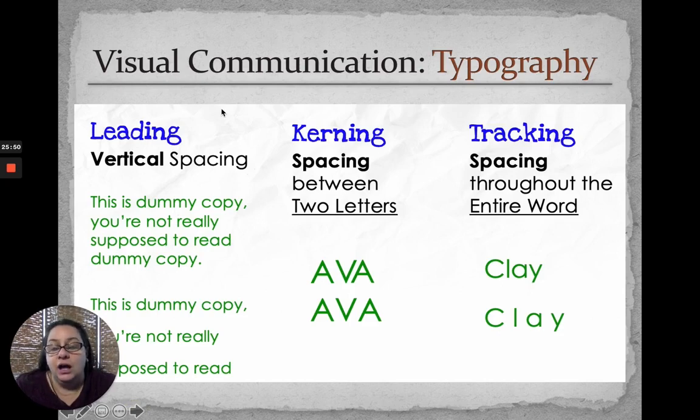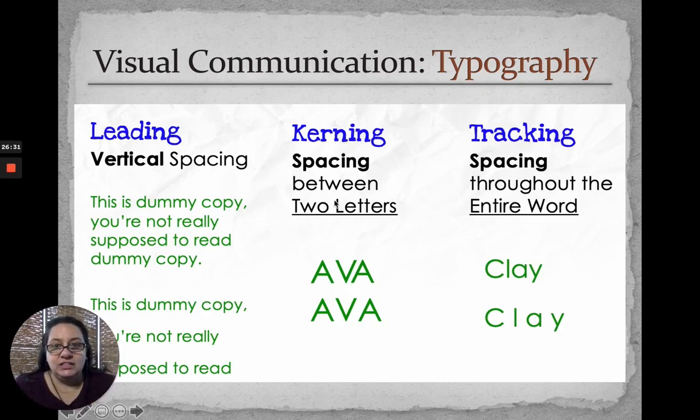Okay, so moving on, I wanted to quickly talk about leading, kerning, and tracking. These are all types of spacing. Leading is vertical spacing. If you look at this example right under there, that's basically single space, and this is double space. The reason it's referred to as leading is way back when we were using the printing press, there were actually strips of lead that you would put between lines of text. That's where we get the single versus double, like how many strips of lead you would have between your lines. So that's where that word comes from, but leading is the vertical spacing.